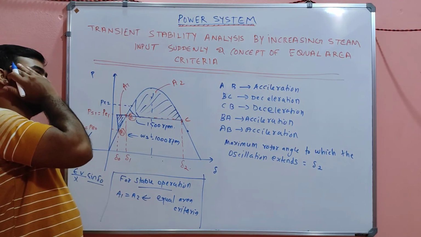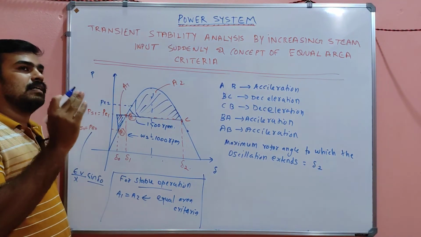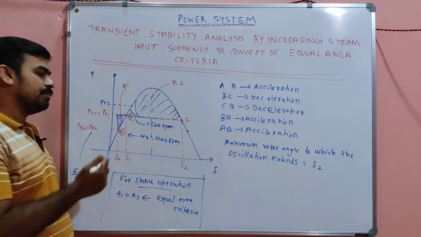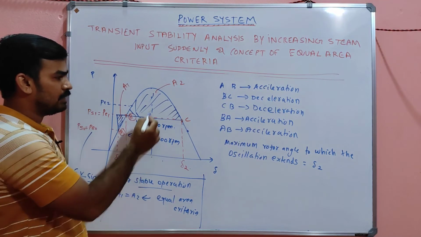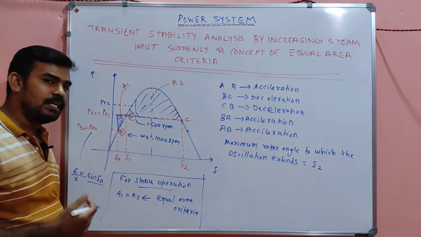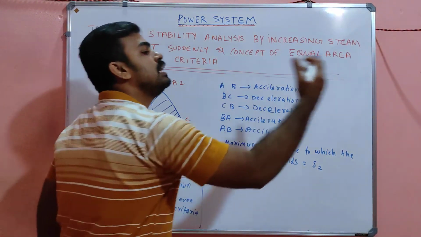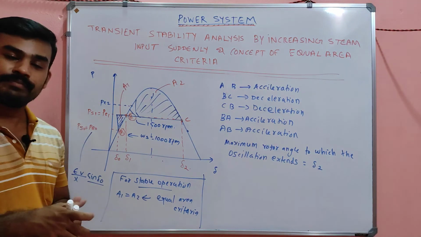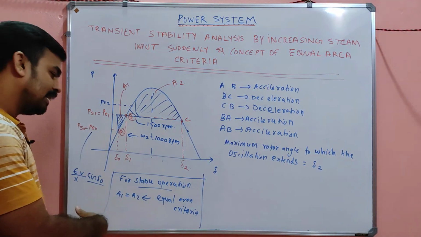So the maximum rotor angle by which we can increase the steam input is nothing but, my dear, del 1. Del 1 is at maximum 90 degrees that you can increase. The maximum rotor angle to which the system oscillates is up to del 2. That's all about the equal area criteria.